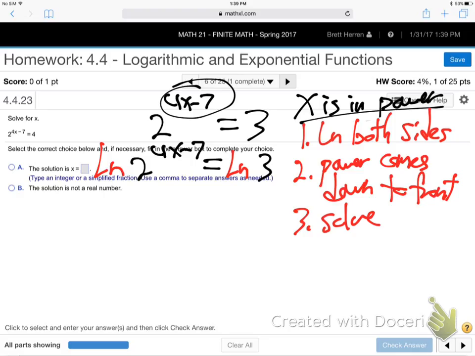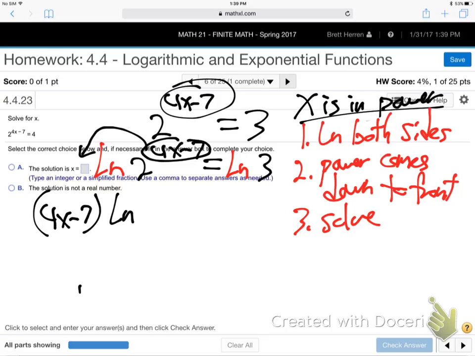And then, remember the three properties of logs? That third property is the best one. It lets that power come down to the front. That power comes down to the front. We have nothing else like it in the math world that takes powers down. That's what logs are. They're the inverse of powers. It undoes that power, takes it down. So now it's no big deal. Now we can solve. I mean, it's not simple, but at least x is not in the power zone.